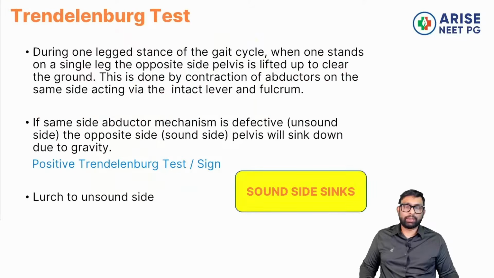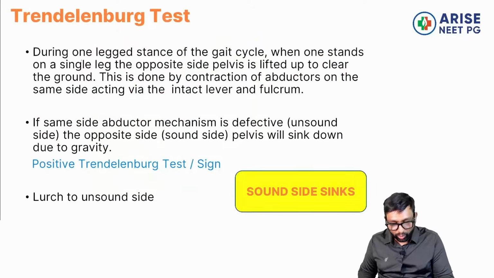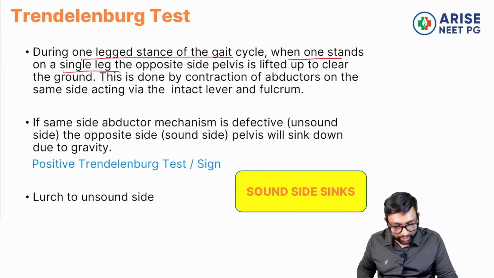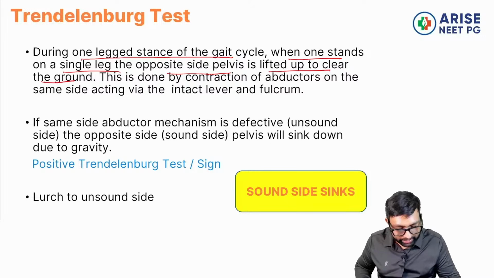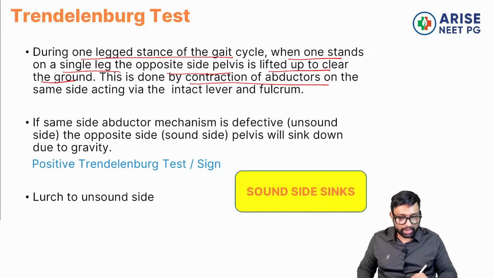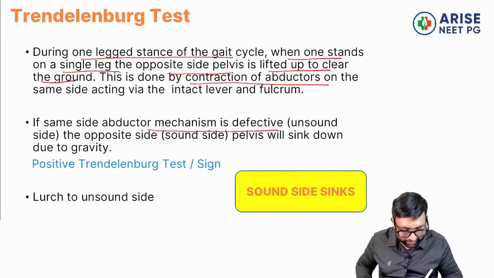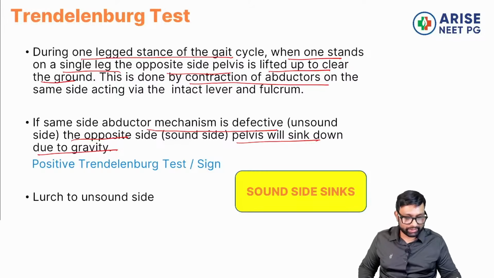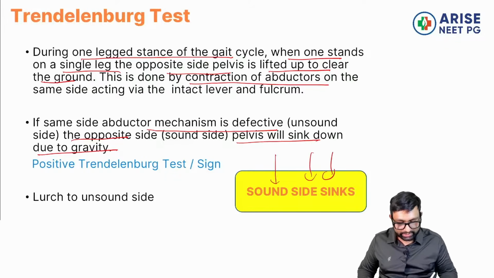So that is the Trendelenburg test, where when one stands on a single leg, the opposite side pelvis is lifted up to clear the ground, and this is done by the contraction of the abductors. But if the abductor mechanism is defective, the opposite side pelvis will sink down due to gravity, which is called sound side sinks, and that is a positive Trendelenburg test or sign.